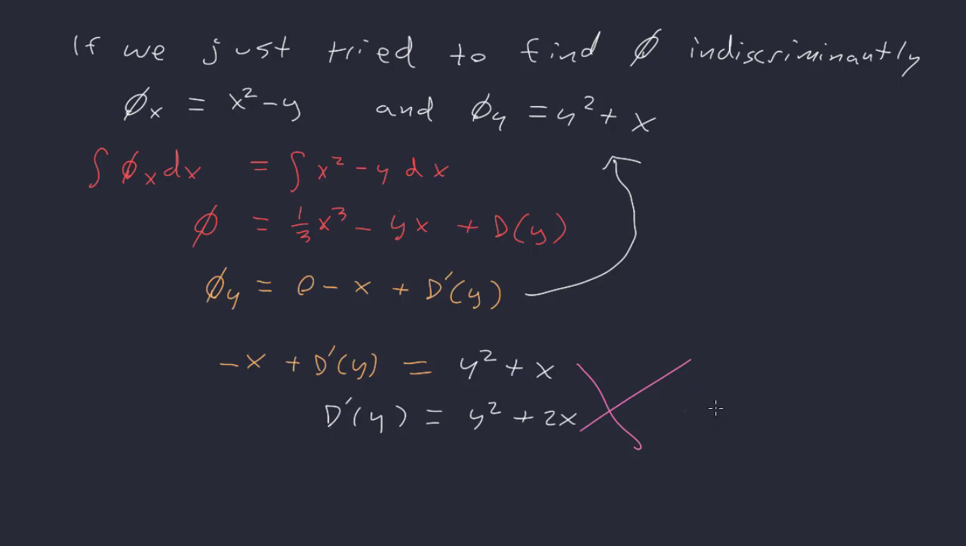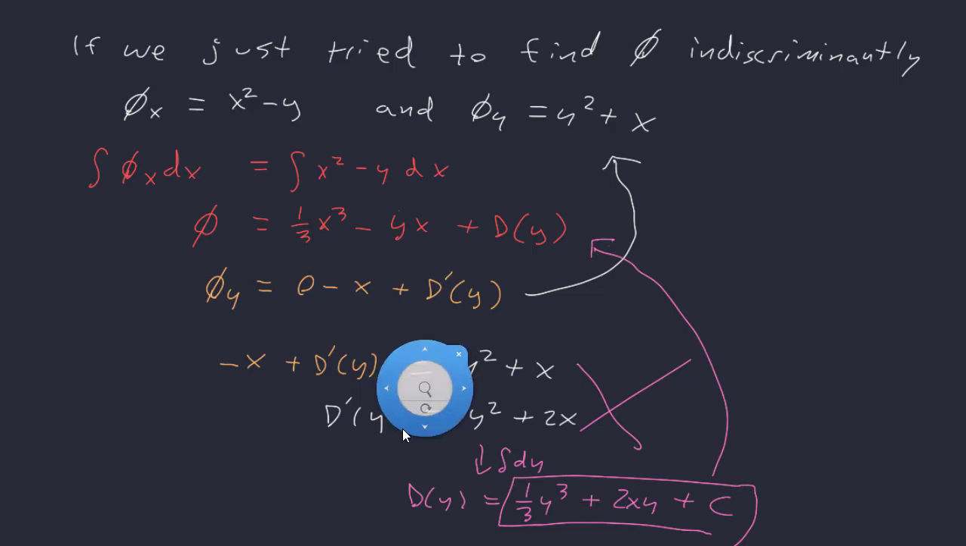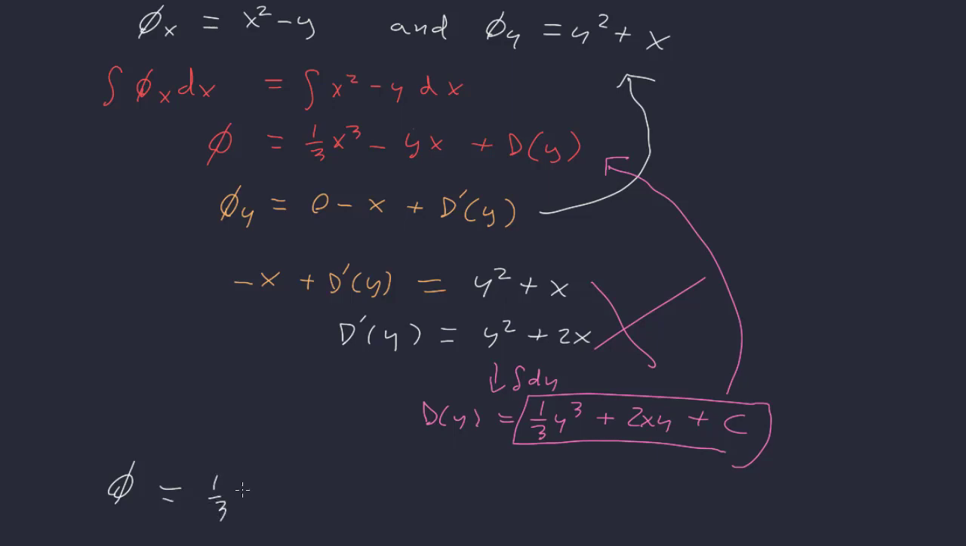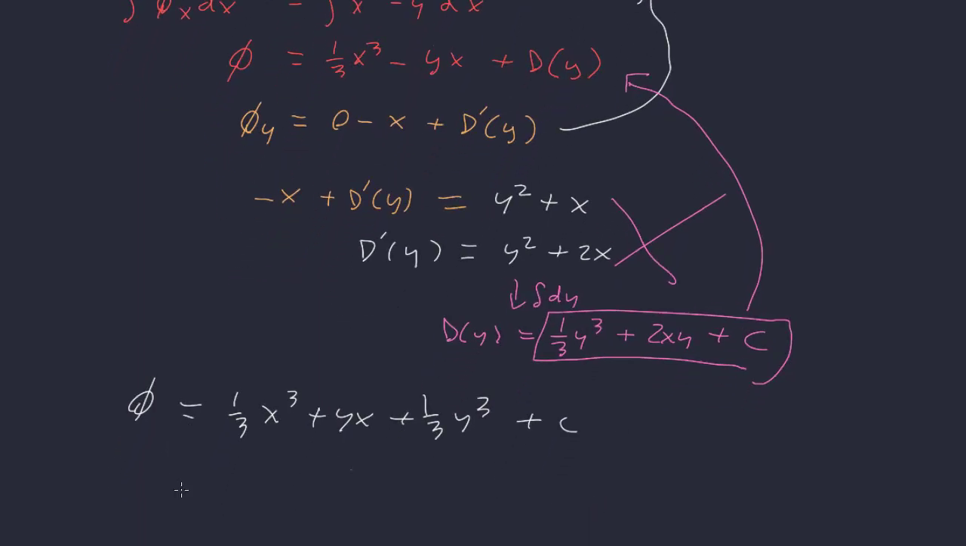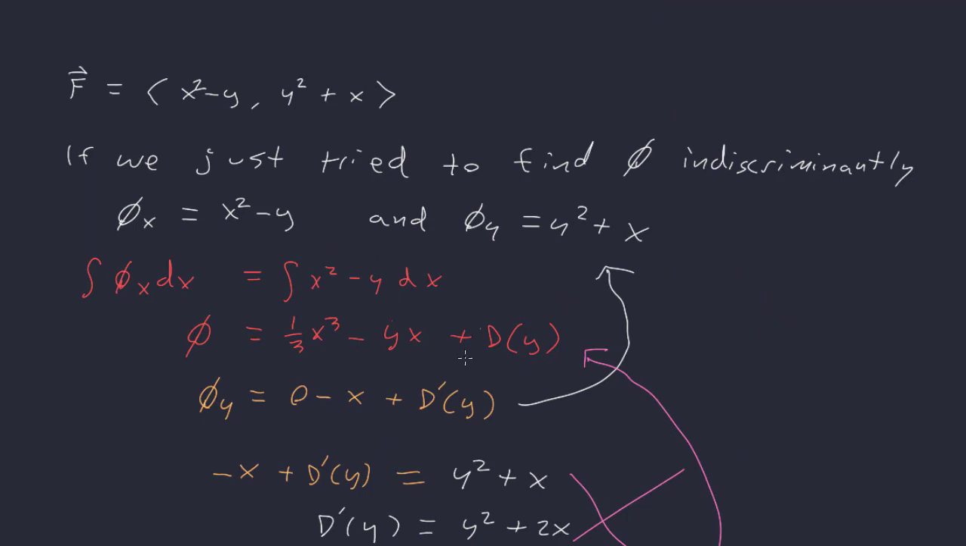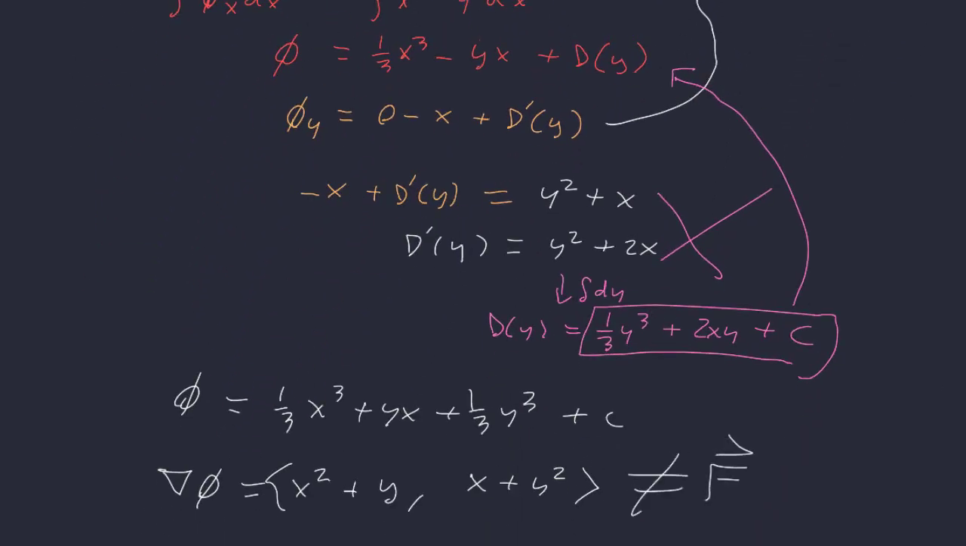However, suppose you didn't think it was, and you went ahead and integrated with respect to y. You'd still end up with some weirdness happening, because you'd get 1/3 y cubed plus 2xy plus c. And if you tried to put that back into here to make your phi, right, if you went ahead and made your phi equal 1/3 x cubed minus yx plus 1/3 y cubed plus 2xy, so that will make that a plus xy at the end, plus c, you're going to run into trouble when you then take the gradient, because you will get x squared plus y, comma, x plus y squared, and that is not what we started with at all. Right? That is not our f.